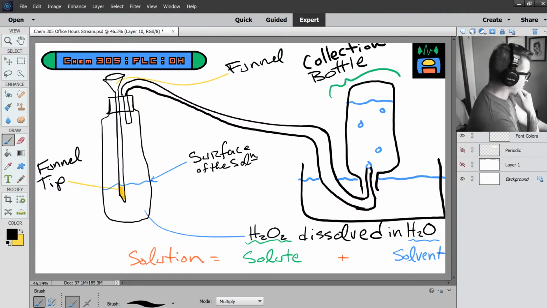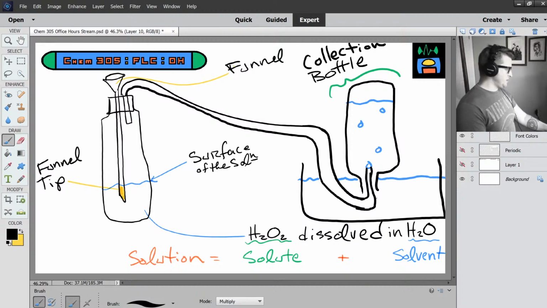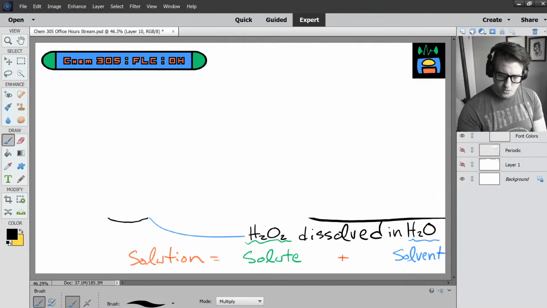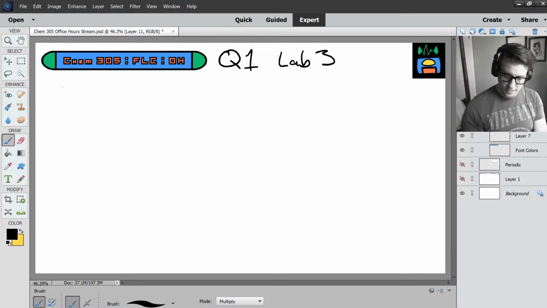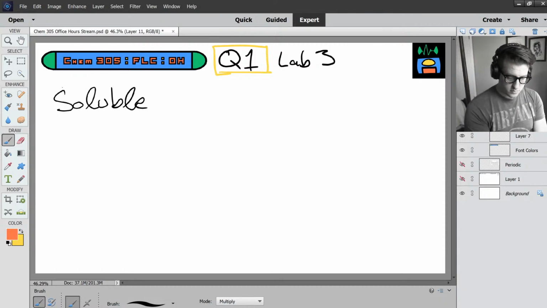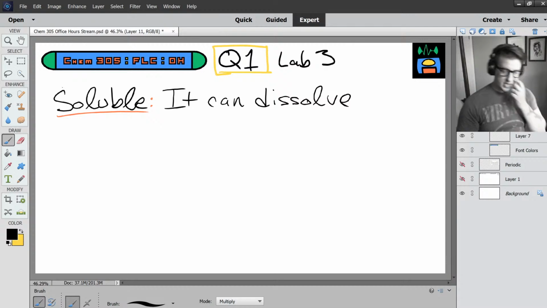Okay, so let me take a look. Question 1, lab 3: from what you observed in the oxygen generation process of this experiment, what evidence is there that oxygen is not very soluble in water? So the thing to remember is this. Soluble means it can dissolve. Right? Soluble means it can dissolve.